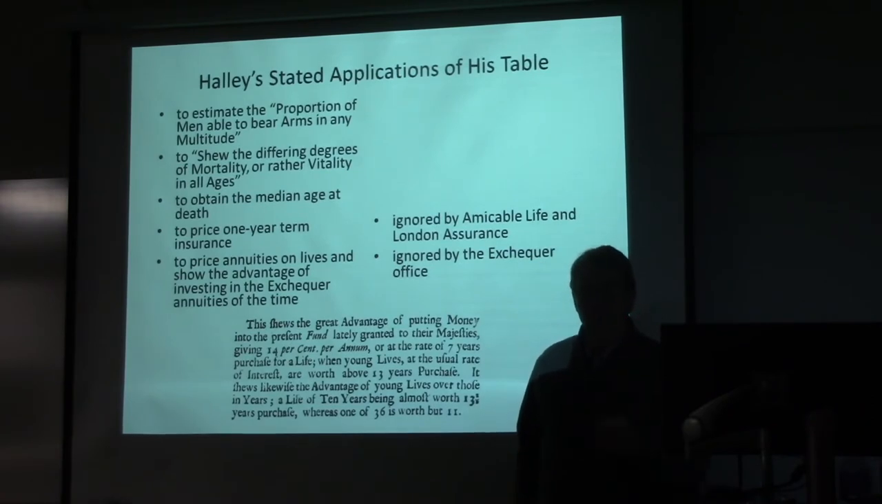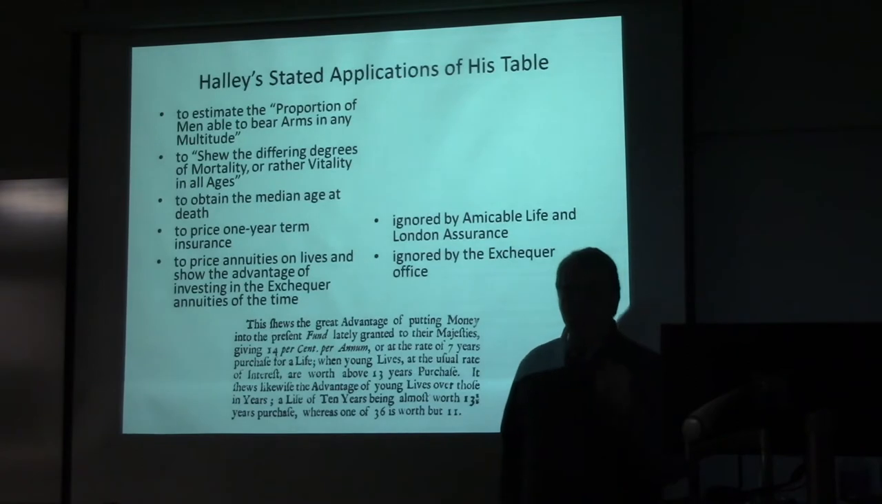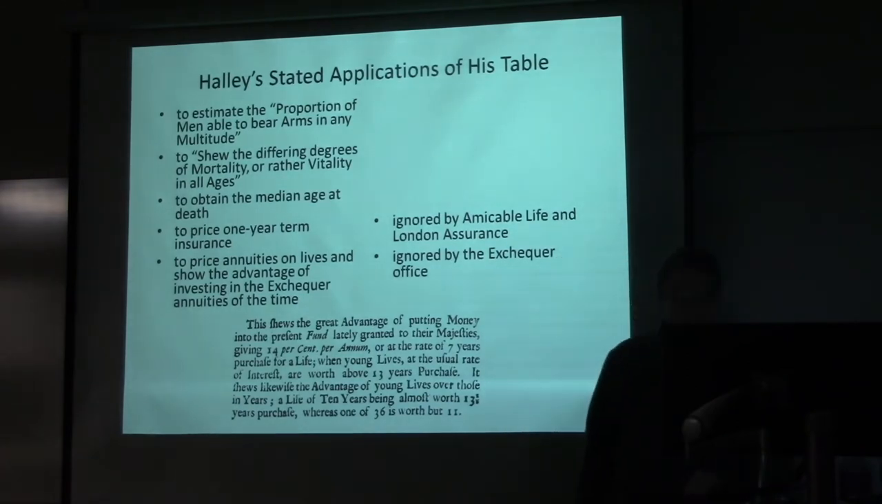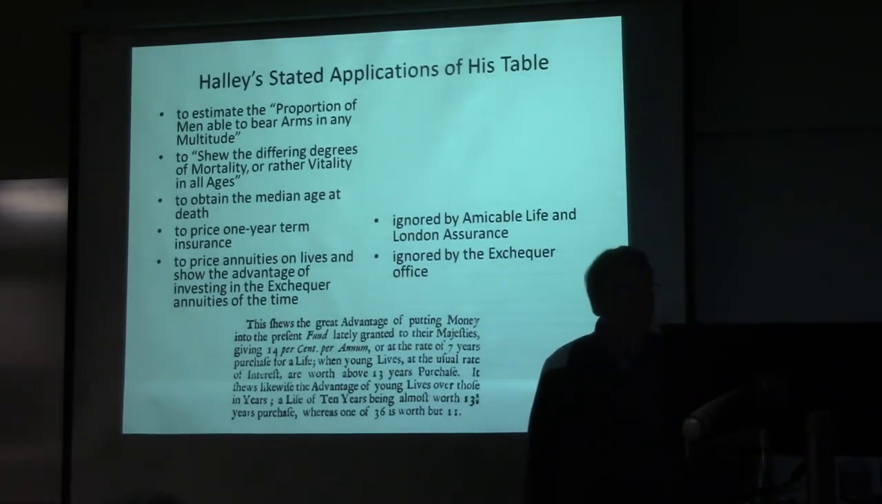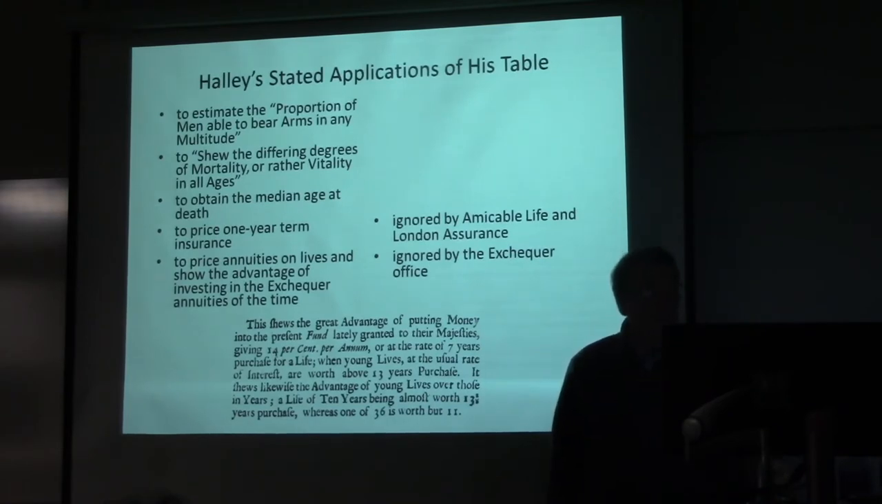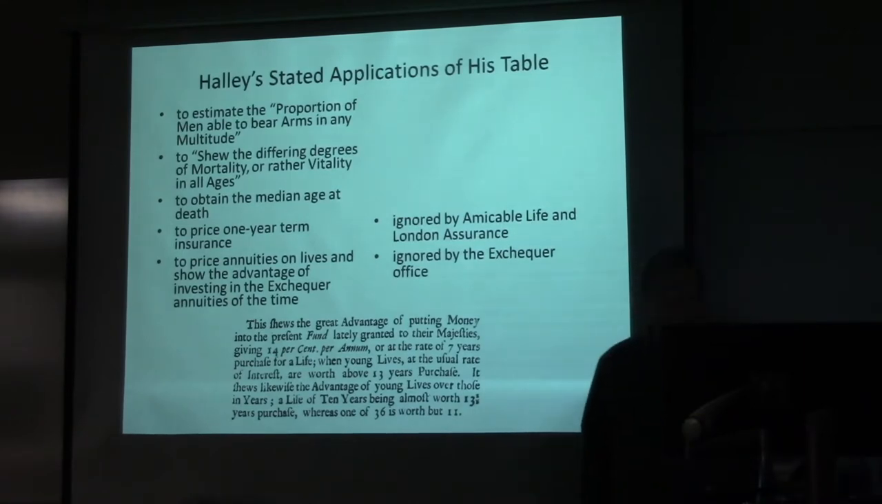Overall death rate. So that you can have, you know, 5 pounds on 100 pounds is 1 in 20. And then he wants to price annuities on lives and the advantage of investing in the exchequer annuities. The thing at the bottom is a quote from the paper that shows the great advantage of putting money in the present fund.